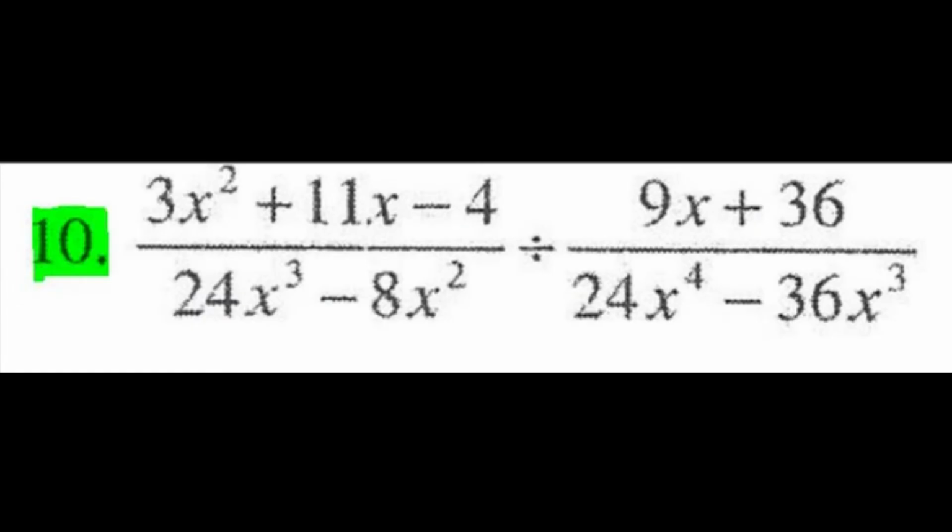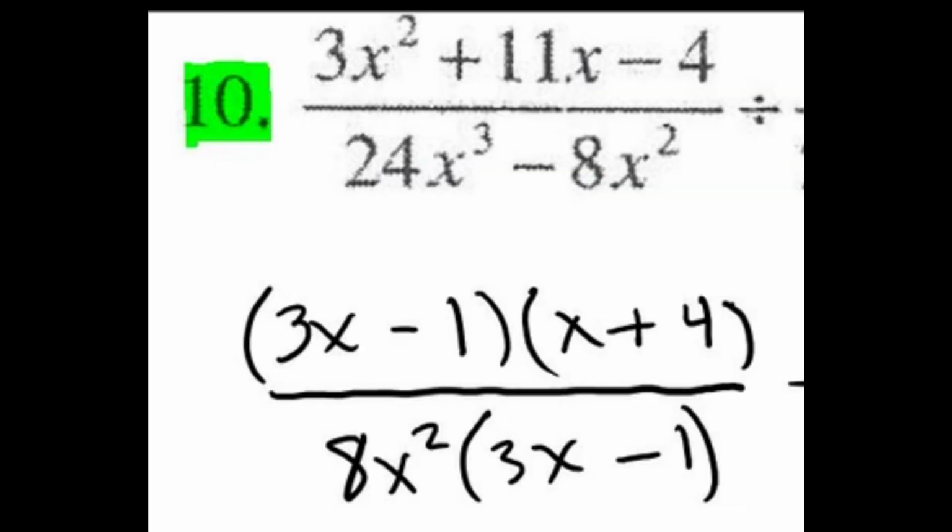Let's look at number 10. Number 10 is a lot more involved problem. We have a fraction, and it's dividing another fraction. So a lot of stuff is going to have to factor here, and I'm not showing all of my steps for factoring like I did on the previous ones. So here we go. The top of the left fraction is going to factor into 3x minus 1 and x plus 4. The bottom of it, it doesn't have a constant term, so we just pull out as much as we can out of each of those.